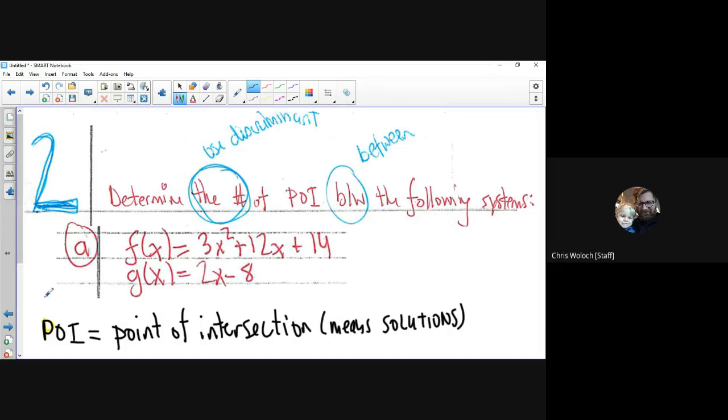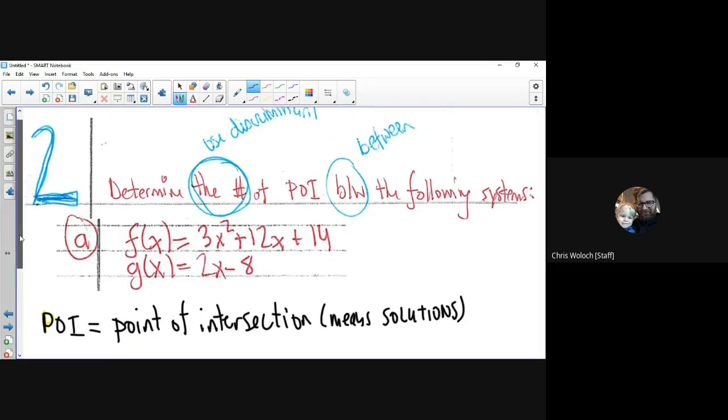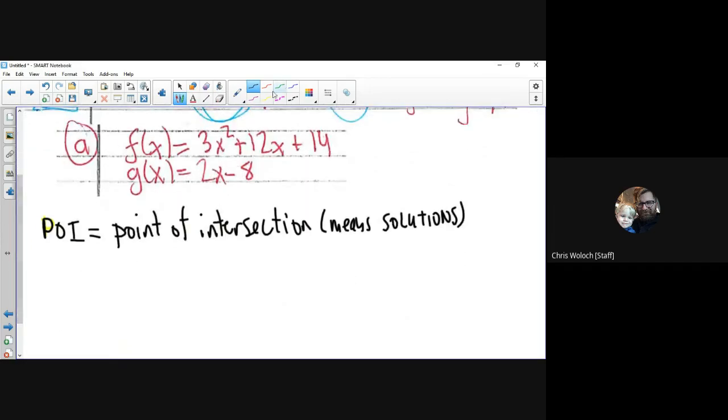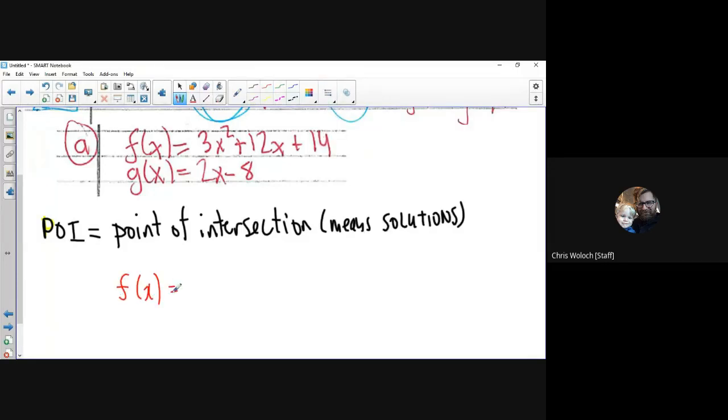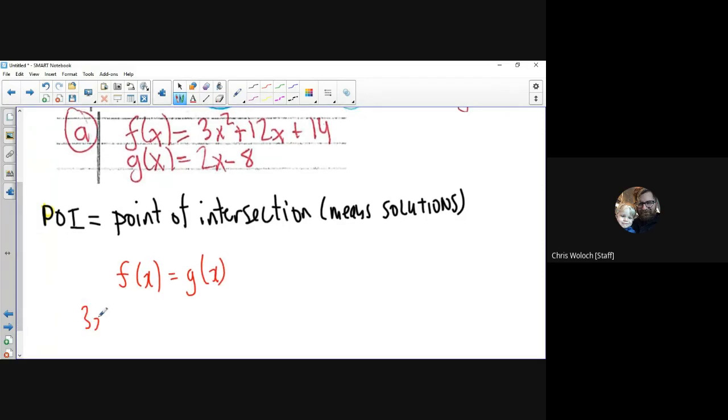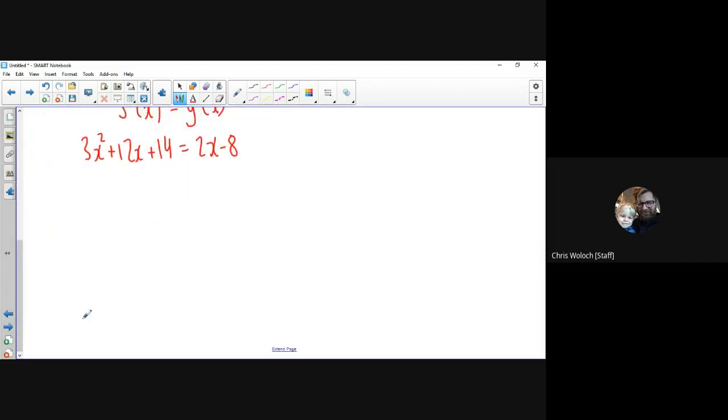So what I'm going to do is set it up exactly the same way we've set up every other question. Just I'm going to use the discriminant once I have my new function after I make them equal to each other and clean them up, right? So we're going to make f of x equal to g of x. All right, so I have 3x squared plus 12x plus 14 equals 2x minus 8. So again, the process right now is the same.